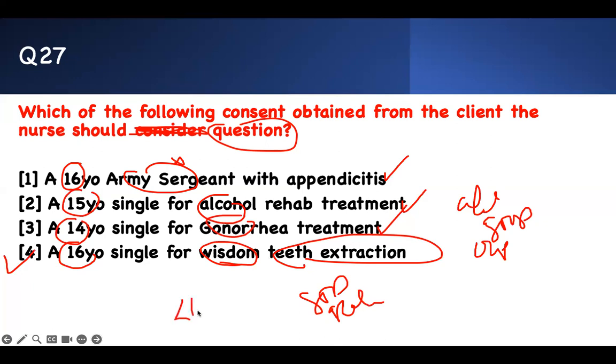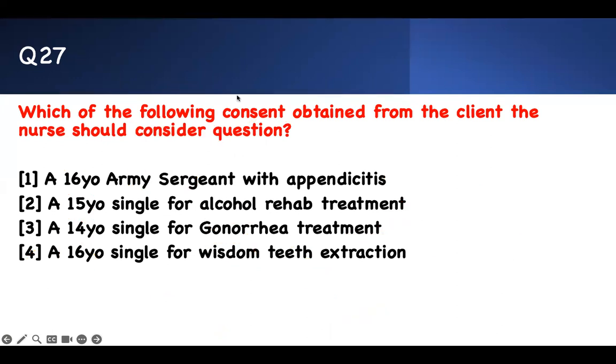A minor is less than 18. You need consent for most procedures if you're less than 18, but there are certain situations they allow. If you are in the military, you're getting alcohol treatment, STD treatment or oral contraception, you don't need consent. Or if you are emancipated, you're married, you have a baby, and you're financially independent, yes, you can do it on your own.